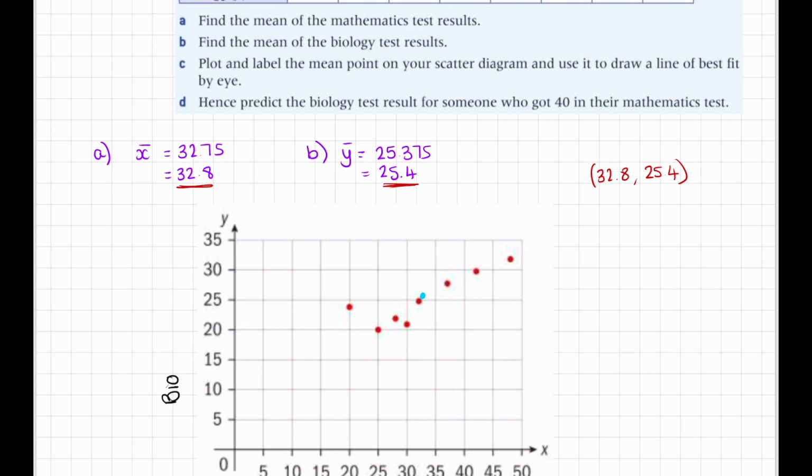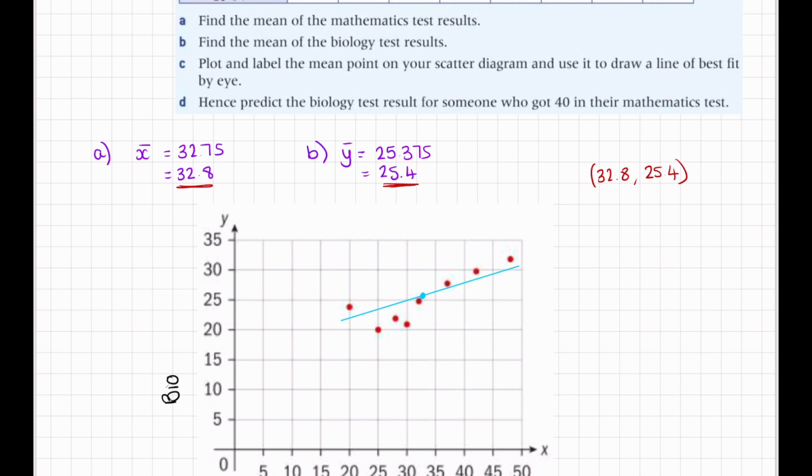Now when we draw the line of best fit, the line has to go through that blue point, and we've got to draw it as close to the middle of the data as possible. Now in a line of best fit, what we're looking for is approximately the same amount of dots above and below the line of best fit that we're drawing, to try and get roughly in the middle. And you can see that that's what I've just done there.